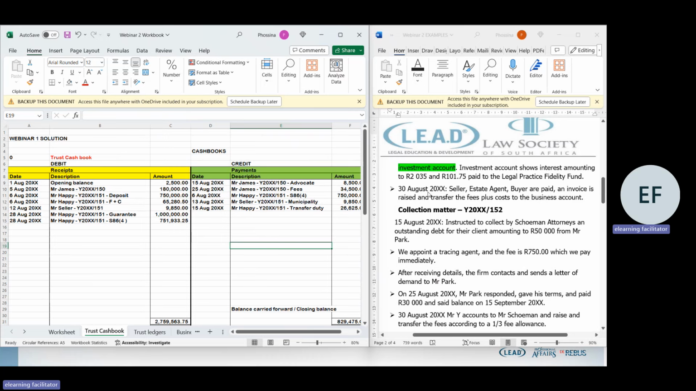We are told that on 30 August 20XX, the seller is paid, the agent is paid, and an invoice is raised and the fees plus costs are transferred to the business account. Okay, yeah, that is a mouthful. So we're going to do a lot. So what do we start with? Let's start with paying the seller, for 30 August.